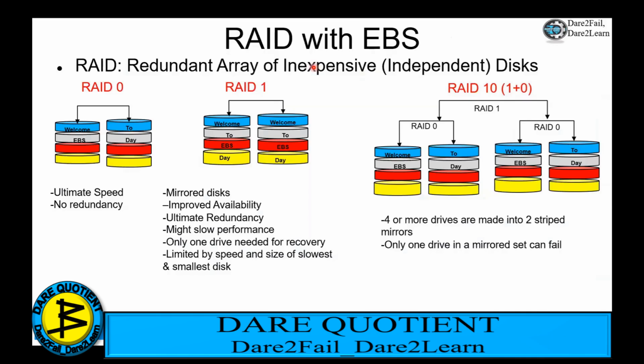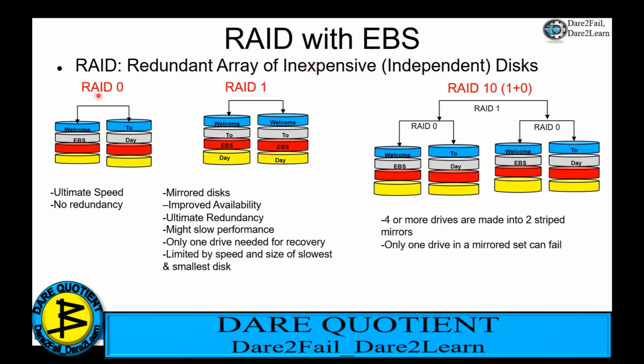So, RAID with EBS volumes. RAID stands for Redundant Array of Inexpensive or Independent Disks. And what is RAID? RAID is the ability to combine multiple disks for speed, performance, capability, and fault tolerance. The common combinations we have are RAID 0 and RAID 1. We have other combinations such as RAID 5, RAID 10, RAID 3, but in this presentation, I'll talk just about the common ones being used currently in the cloud.